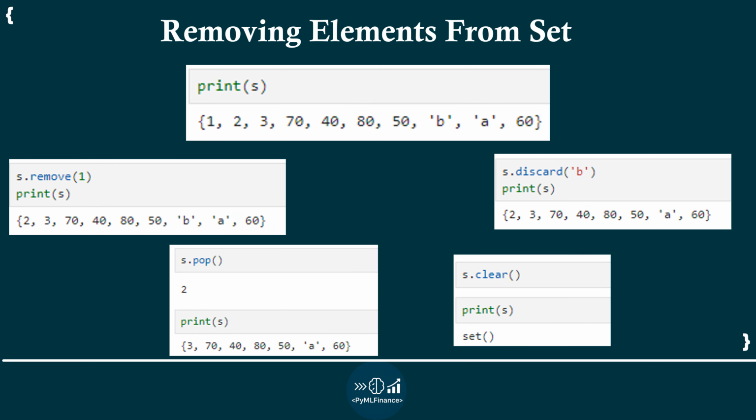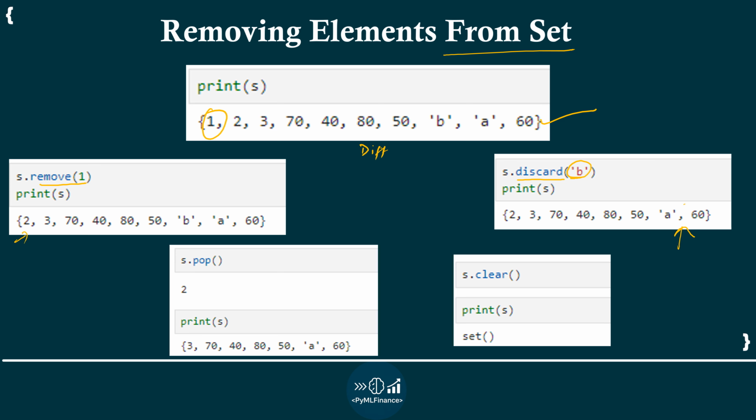Now let's see the different ways in which you can remove elements from the set. So you have a set, this one for example, and if you want to remove the element 1, you simply use the remove method and 1 is removed from this set. You can also use the discard method. Within parentheses you simply provide the element that you want to remove and that particular element is again removed from the set.